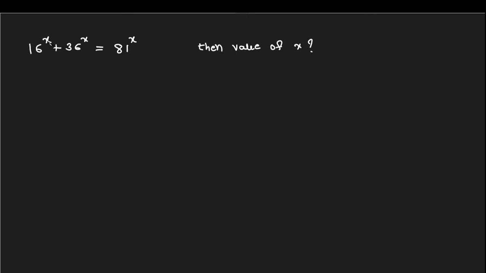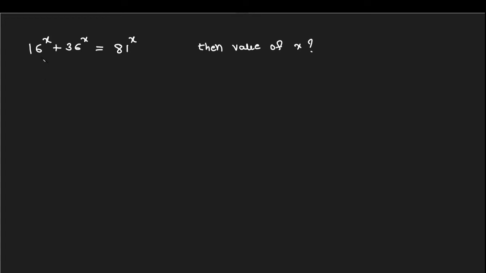16 to the power of x plus 36 to the power of x is equal to 81 to the power of x. Then the value of x is... So we have another interesting problem. Let us find the value of x. To find the value of x, we will divide this whole equation by 16 to the power of x.